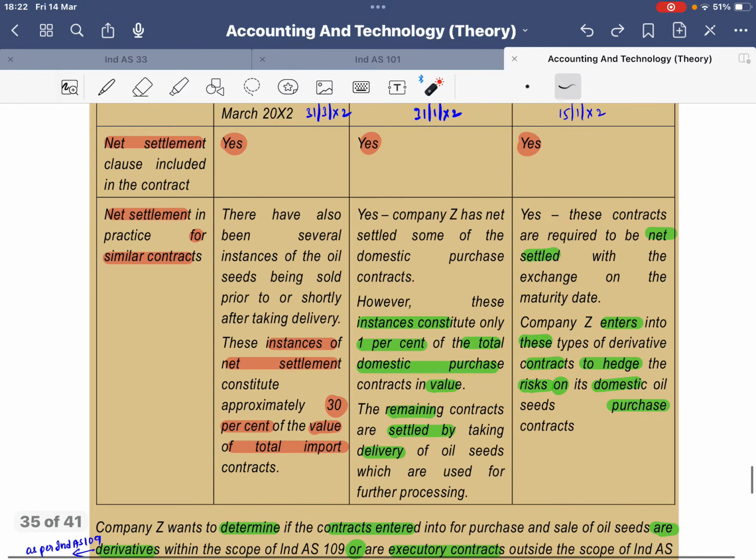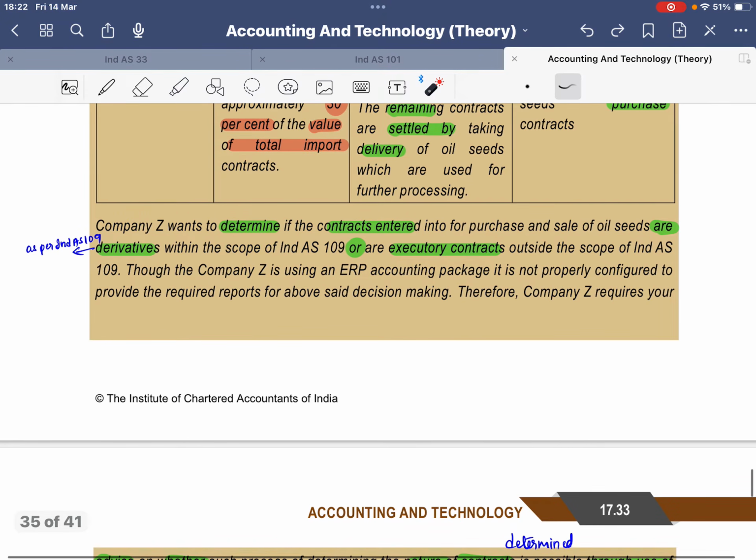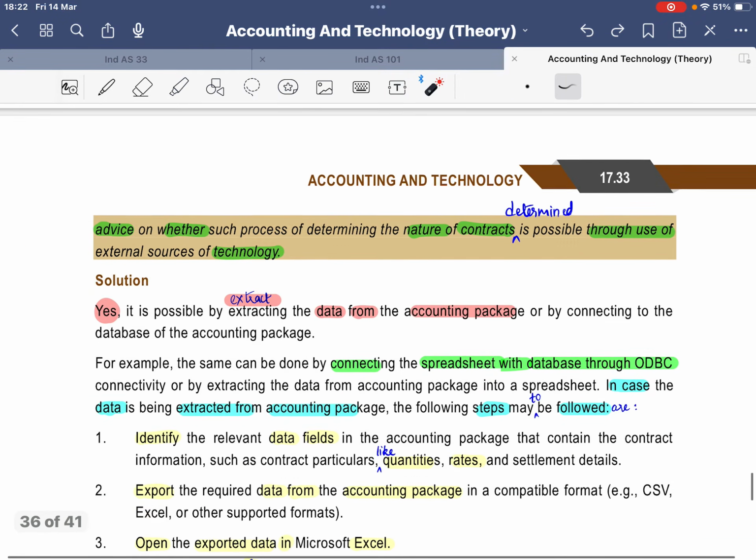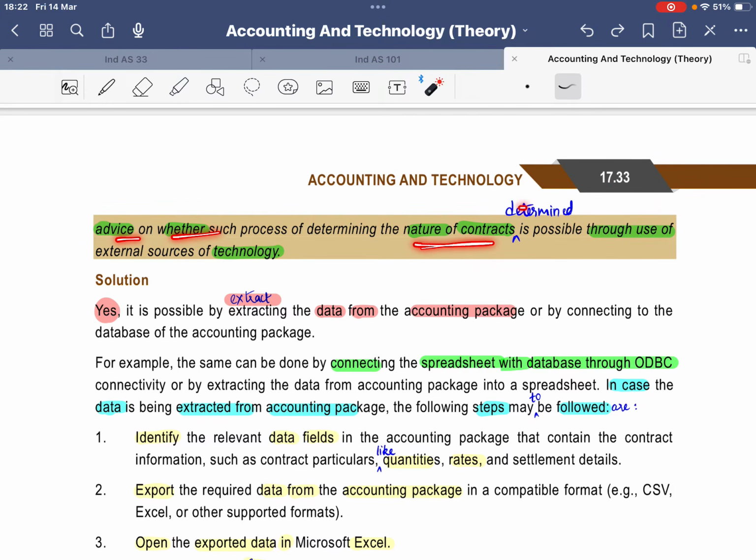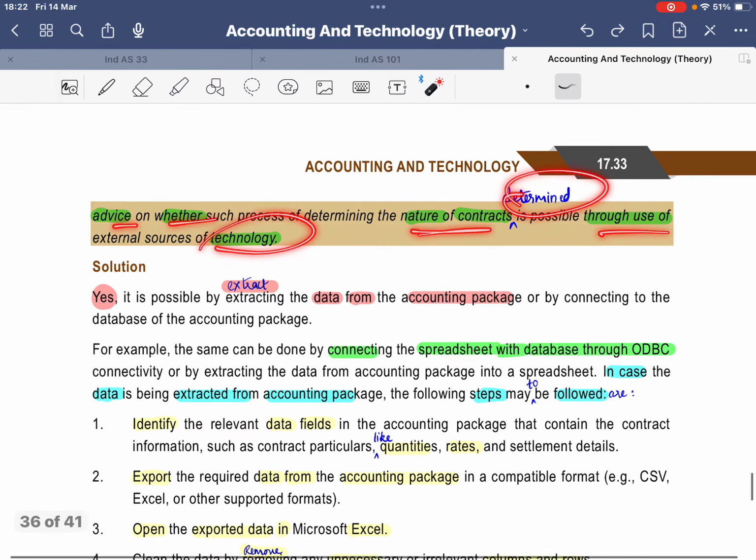For contract 2, instances constitute 1% of the total domestic purchase value, remaining settled by delivery. For contract 3, net settled; the entity enters these types of contracts to hedge risk on domestic purchase. Determine whether contracts entered are derivatives as per Ind AS 109 or executory contracts. Advise whether the nature of contracts can be determined through use of technology.